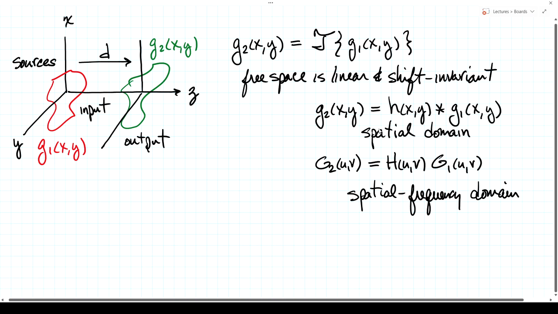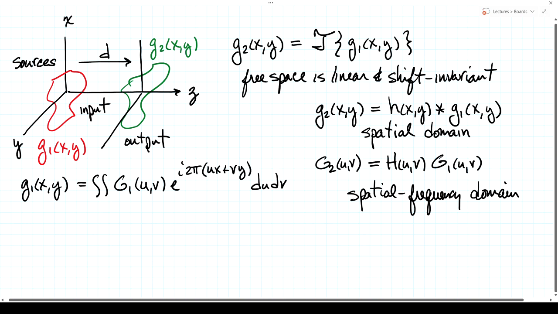Well, we know that g1 of x and y can be represented as an inverse two-dimensional Fourier transform, angular spectrum big G1 of u and v, e to the i 2 pi (ux plus vy) du dv. And that factor is simply the x and y dependence of a plane wave, which we can write as e to the i 2 pi wz, e to the i 2 pi (ux plus vy).